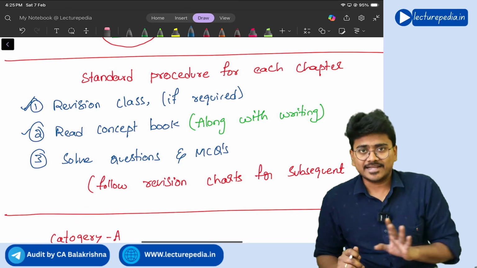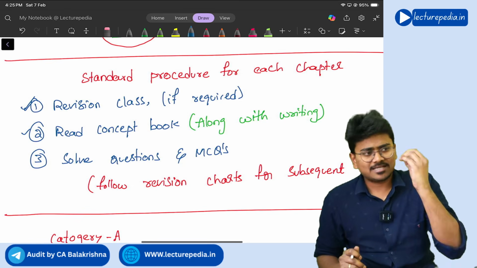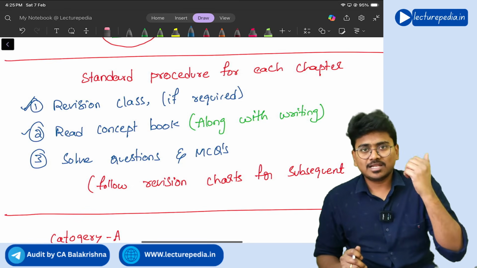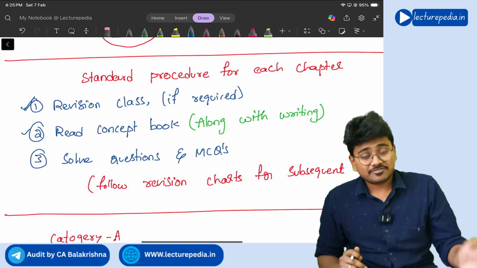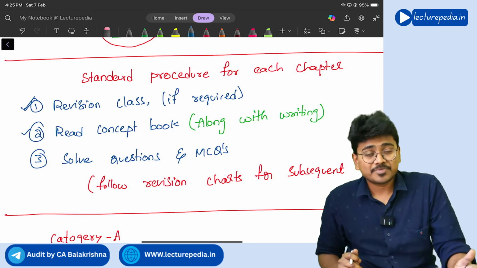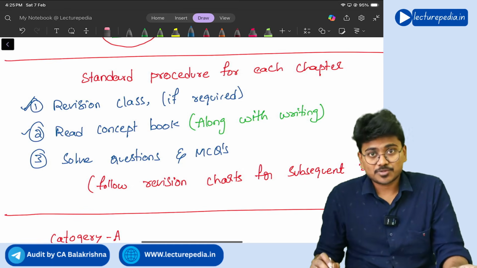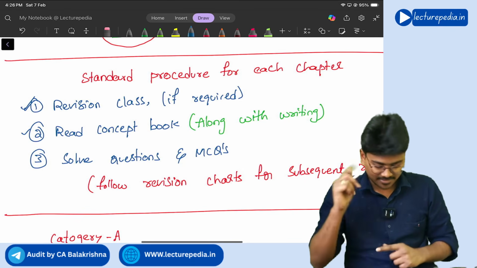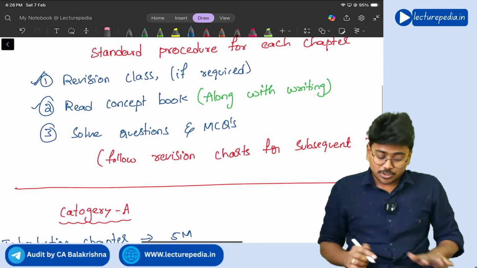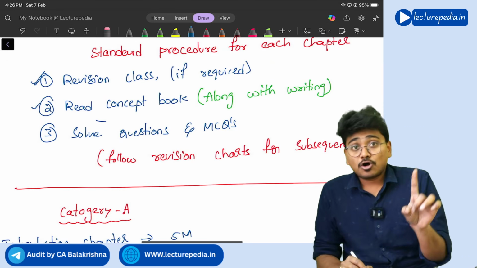If you are reading audit like that, within half an hour you will get vexed with that subject. So to sit for at least 2 hours with audit, the trick is that you should write, so that you stay engaged with the subject. Understand? Yes. So you should read the concept book along with writing.